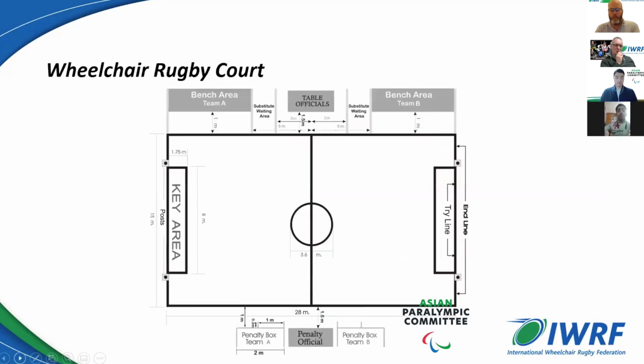The court for wheelchair rugby is very similar to that of a basketball court. It is the same size and dimensions. The key differences are the key area that we have at both ends, our goal posts, which are marked here, and our try line, which I'll get into later on.